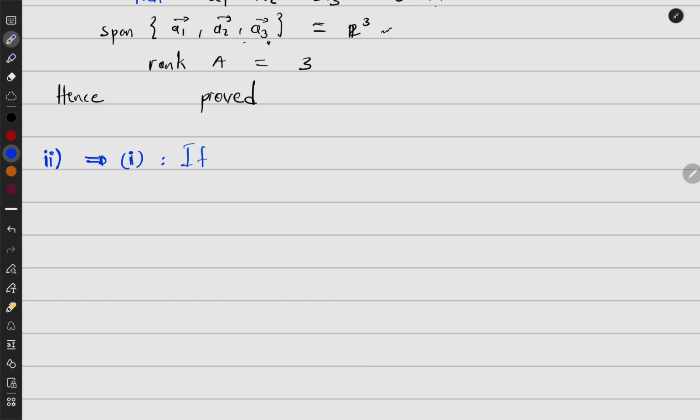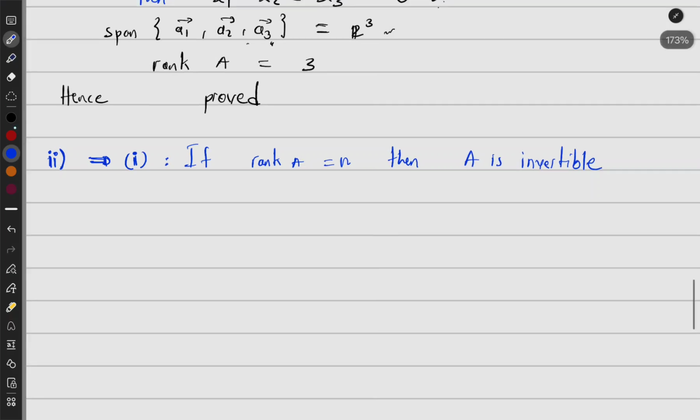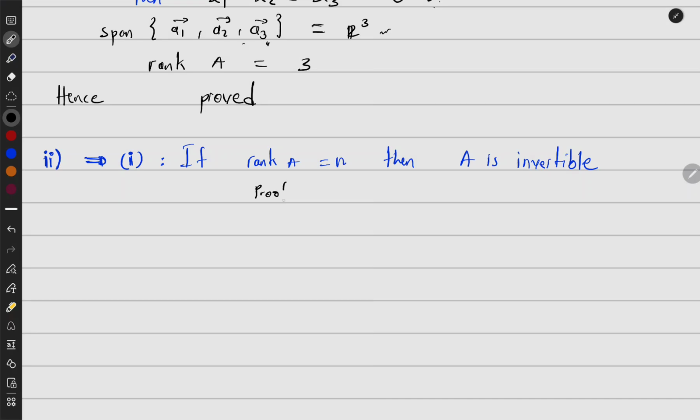If the rank of A equals n, then A is invertible. So we want to show that. So what do we do? We'll prove it. So how do we prove this?